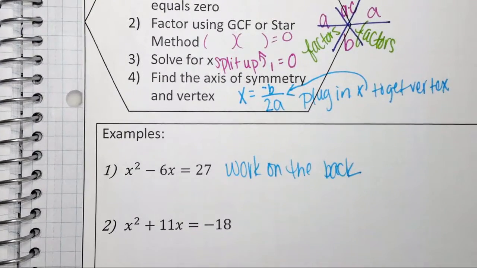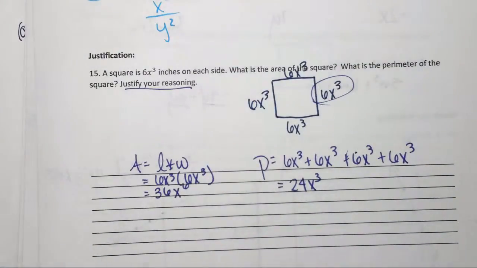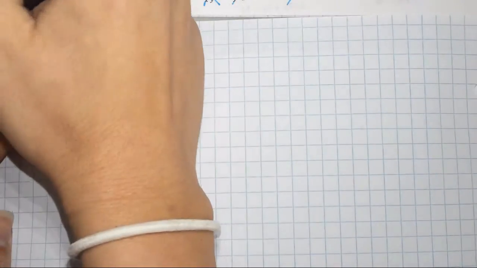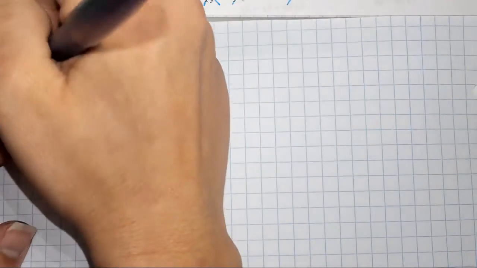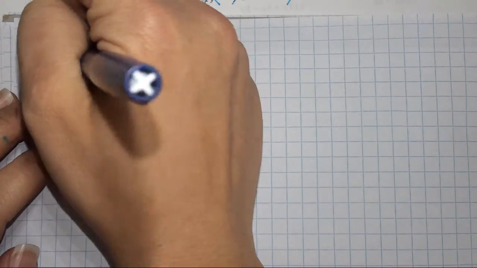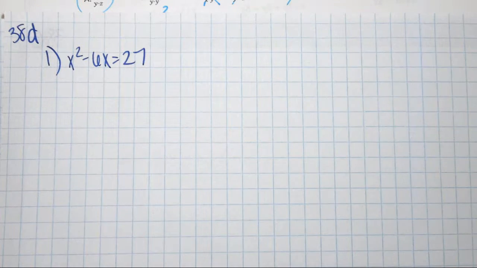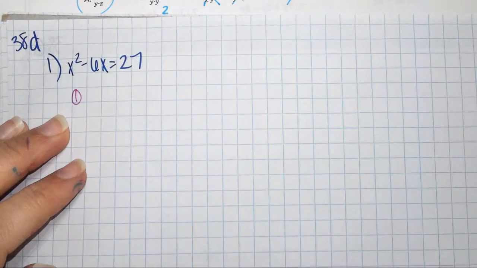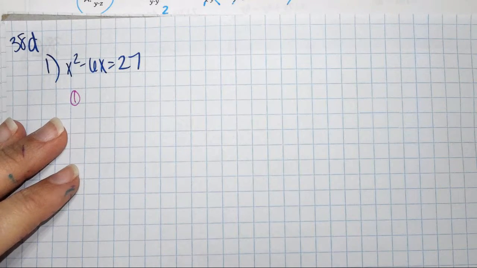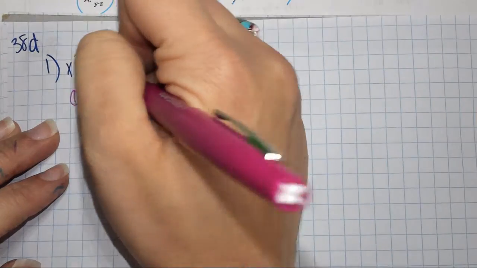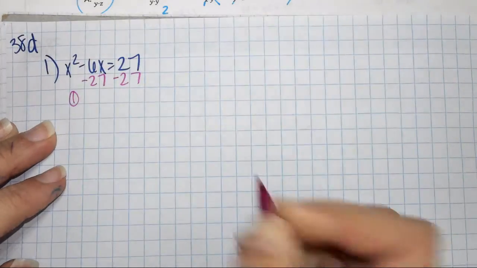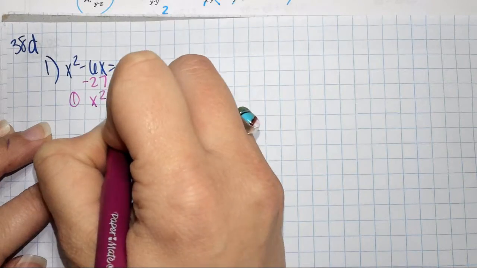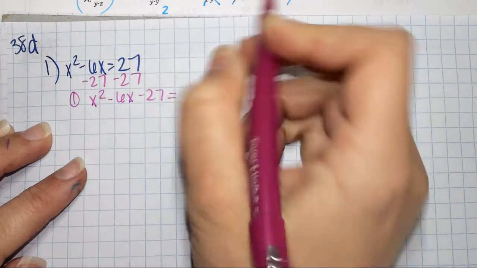Alright, are we ready? Alright, turn it to the back. This is 38D. If you feel like you have enough room on the front, you can. Alright, problem number 1 was x squared minus 6x equals 27. Now, what is step 1 when we're trying to do this? Minus 27. Why? Because it has to be equal to 0. So we're trying to get it equal to what? 0. So then you have x squared minus 6x minus 27 equals 0.